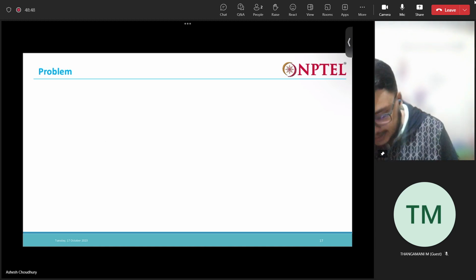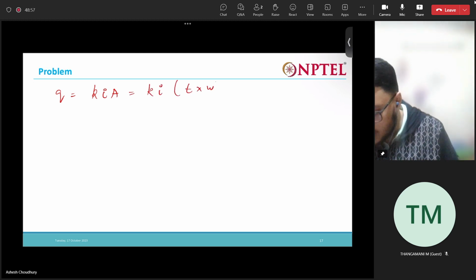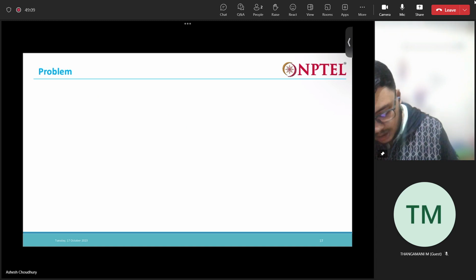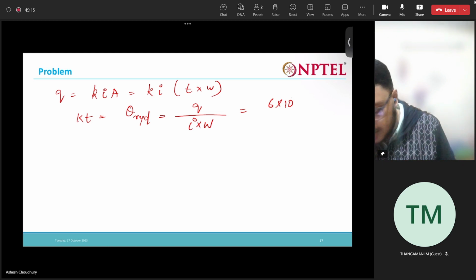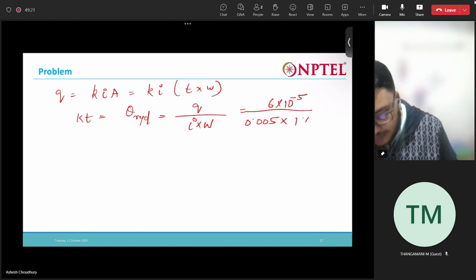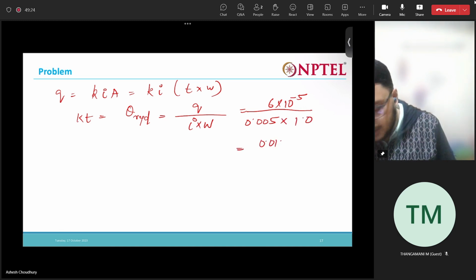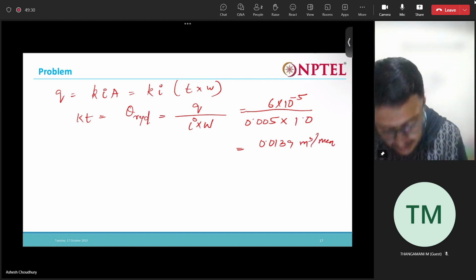Now what is the normal Darcy formula? Q is equal to KiA. What is A? Thickness times width. So what is KT? KT, the transmissivity theta required, is nothing but Q by i into width. What is Q? 6.9 into 10 to the power minus 5. We have solved a lot of similar problems, right? i is 0.005, and width is 1. So we'll get 0.139 meter cube per minute.